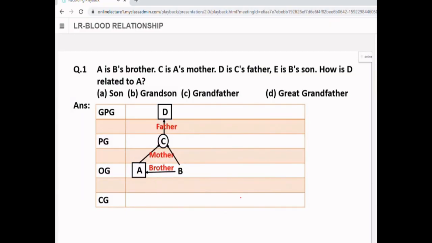Okay, now next, E is B's son. Son of B, so E goes down. E is son, and son means male, so a rectangle. And last now, the question: how is D related to A? Look at that arrow: D related to A. The arrow points to D, A's relation with D. Who is D for A? Answer from A, B, C, D.